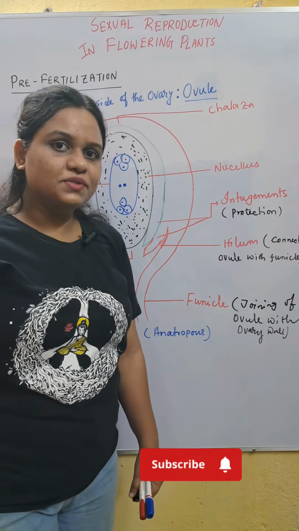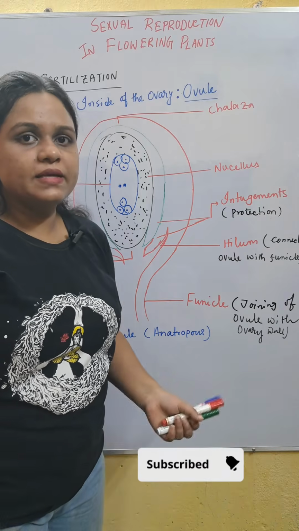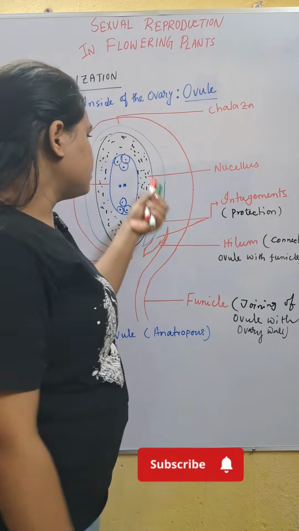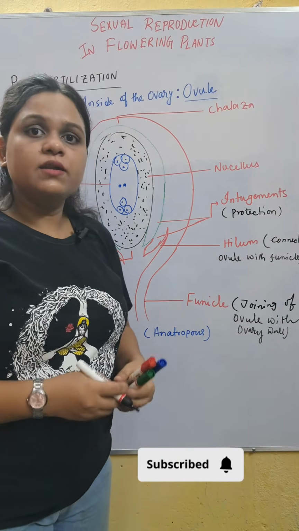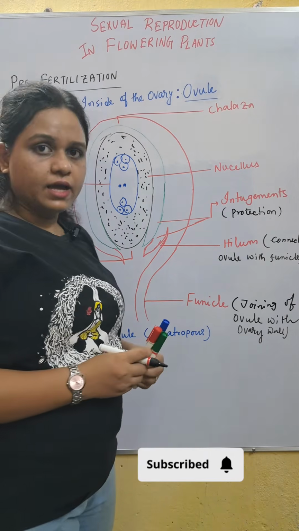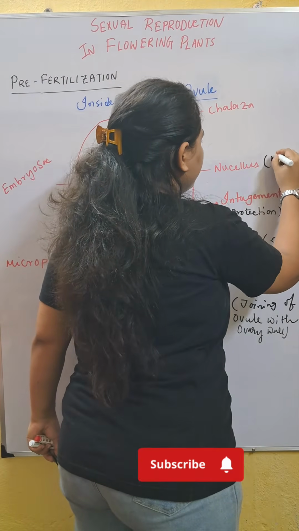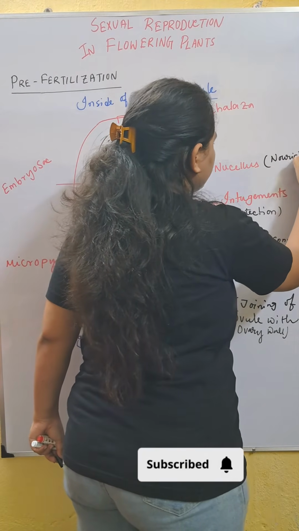Next, the nucellus. The nucellus is the nourishing tissue present in the ovule. This nucellus provides the required nutrients to the growing embryo sac. So nutrients are provided by the nucellus, so its function is nourishment.